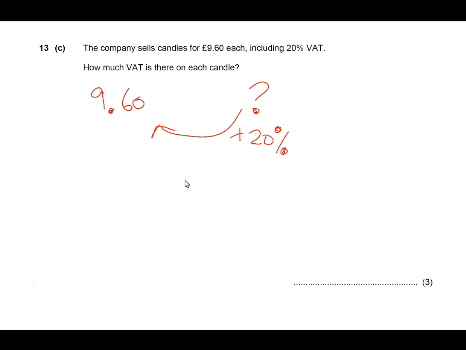So our method for doing this is to use the decimal system. So we know 20% is 0.2, and we know the original amount is the number 1. So we've increased it, we've multiplied it by 1.2 to give us our £9.60. To get from the original amount to the £9.60, we've multiplied it by 1.2. So in order to go back the way, we need to divide it by, you guessed it, 1.2.